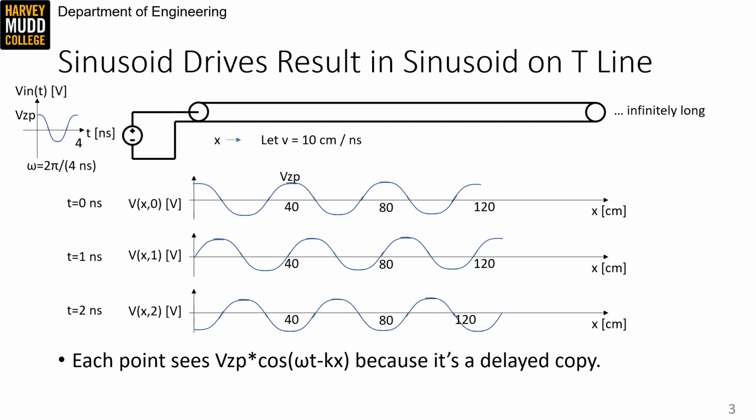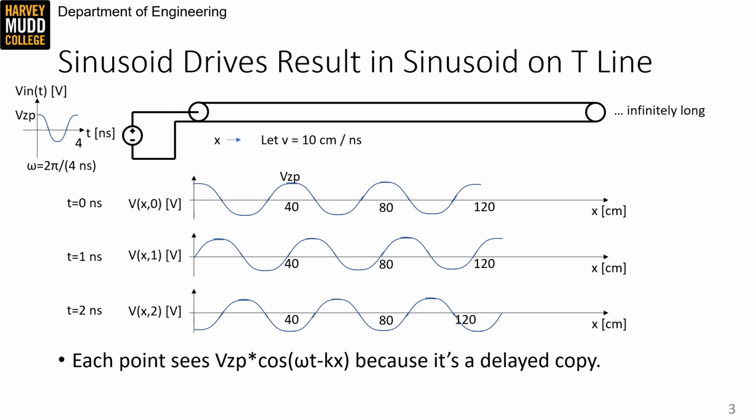I've drawn V of x,t for a few different values of t to show how this V in of t propagates down the transmission line. We can see at time 0 that the V in of t sinusoid has propagated everywhere on this infinite transmission line. The fact that the sinusoid has already propagated an infinite distance at time 0 might trouble you, but this is just a standard consequence of sinusoidal steady state analysis. We assume the sinusoidal drive has been going on forever when we do this kind of math.